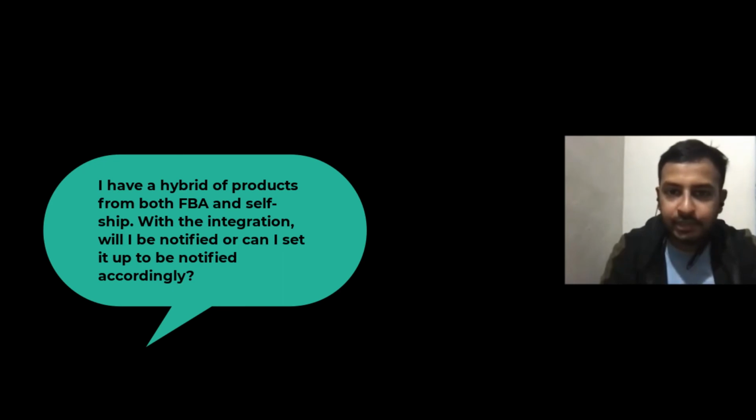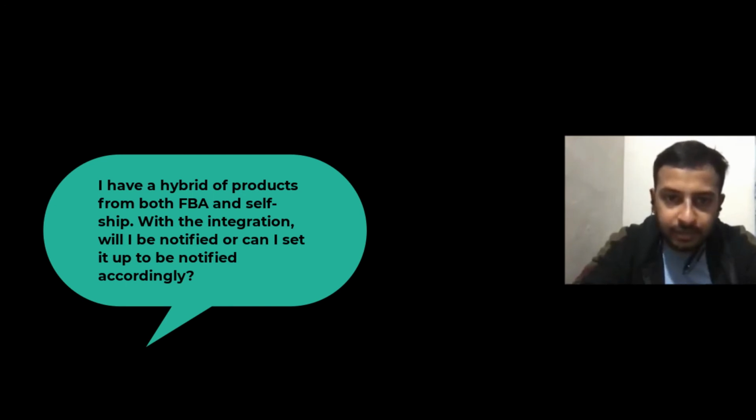So Jenny says, I have a hybrid of products from both FBA and self-ship with integration. Okay, that's nice. And will I be notified, or can I set it up to be notified accordingly? Well, it's a bit of a confusing question.